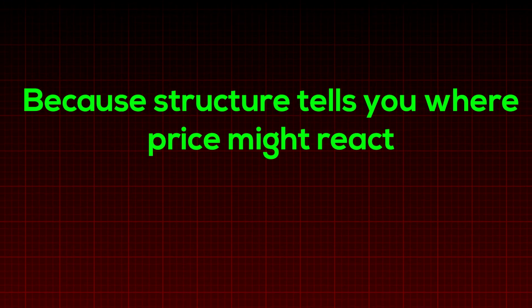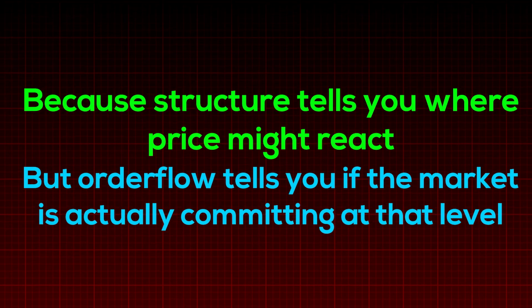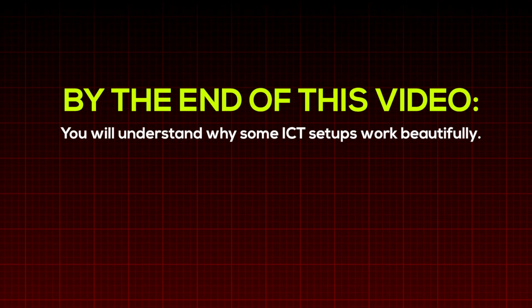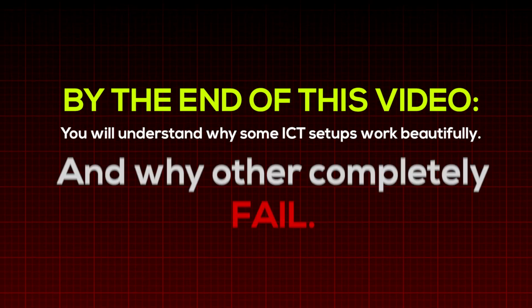Because structure tells you where price might react, but order flow tells you if the market is actually committing at that level. And by the end of this video, you'll understand why some ICT setups work beautifully and why others completely fail. Let's jump into it.